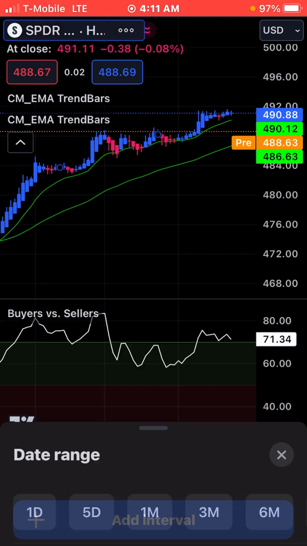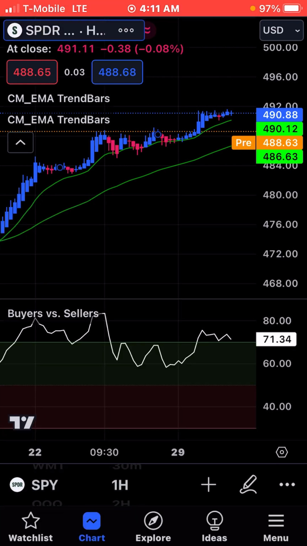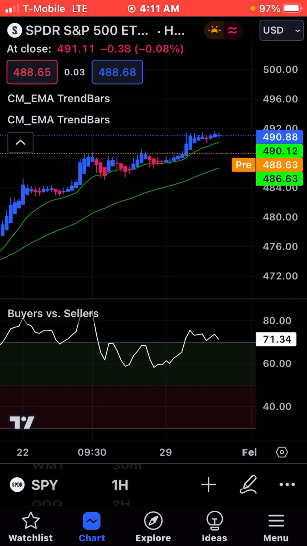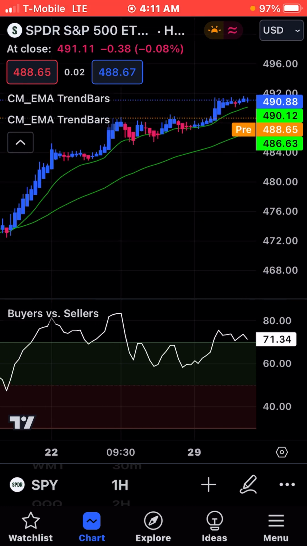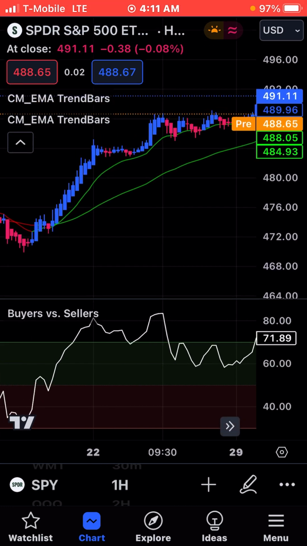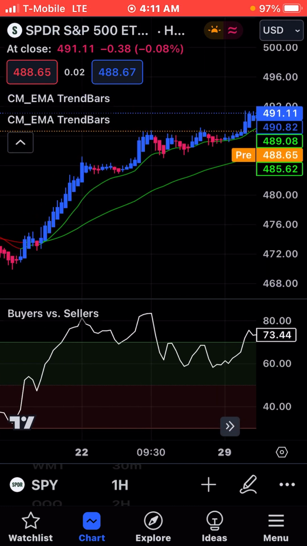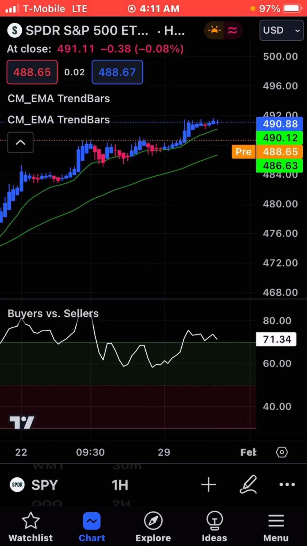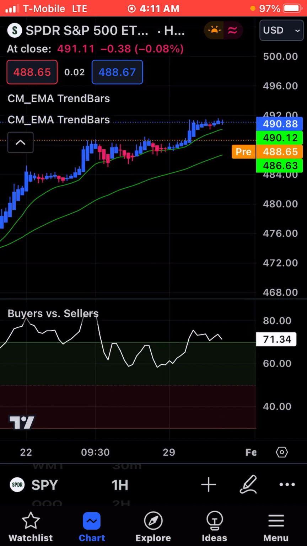So if you do not see the signals on the hour, I would go to the 30-minute, and then I would go to the 15. That's the cycle that I go through, especially when doing options. Those are the three that I go through with this strategy. So what you want to do is look for the overall trend here.